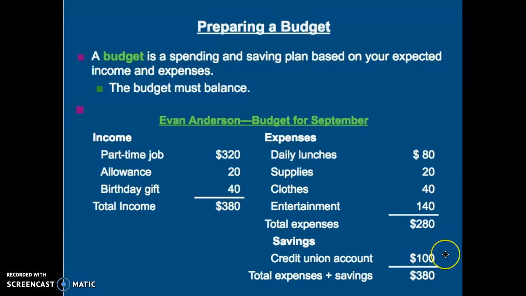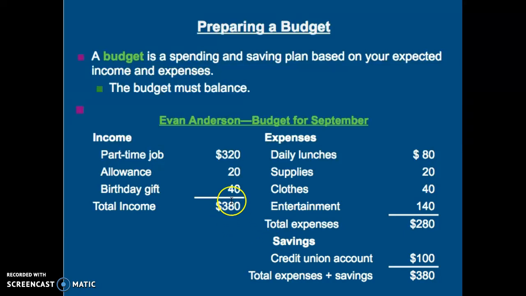So when we move down just another column, Evan is also smart enough to put some money each month into savings. In this particular month, he put $100 in his credit union account. If we get down to the bottom, we are going to see that the total expenses and the savings mean that Evan's left-hand column and right-hand column are actually equal. They're balanced, and that's what we want, a balanced budget.